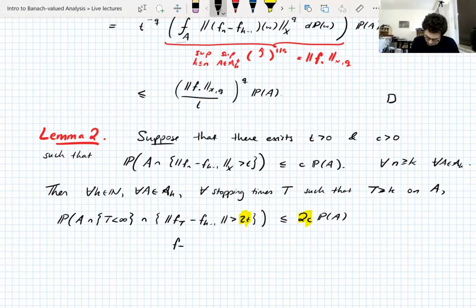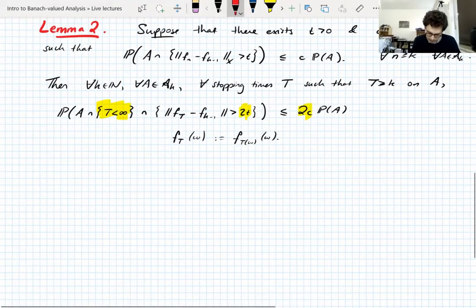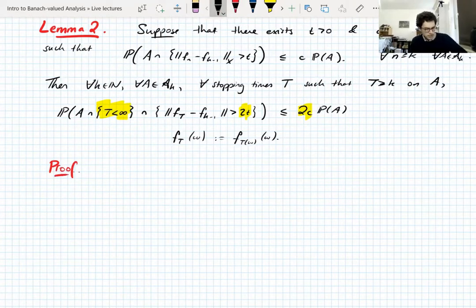And what is this F sub T? It's a stochastic process where, well, it's a random variable, sorry. And at omega, it is F of T of omega. And if T can be infinity, we don't need to say what we mean by F sub infinity because we're only looking at the set where T is less than infinity anyway. This is not going to be a problem. Let's prove it. This is a pretty standard technique when you're dealing with stopping times. You sum over all the possible values of the stopping time. And for a fixed value, you end up looking at not a variable stopping time, but a constant stopping time, just a constant n. And we know the analogous statement of this lemma for constant stopping times. In fact, that's what we're assuming. It's a matter of putting everything together.